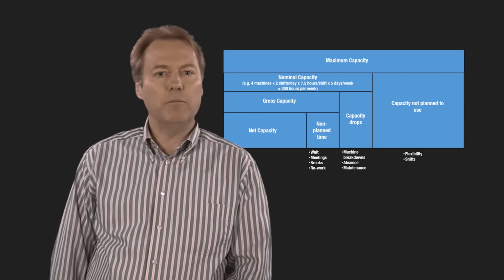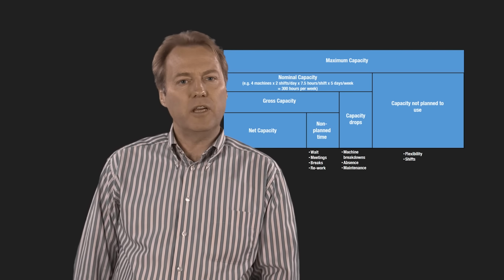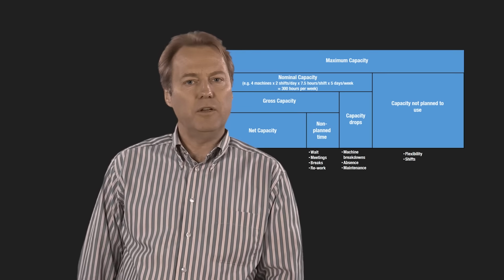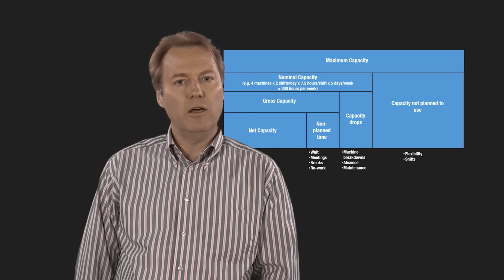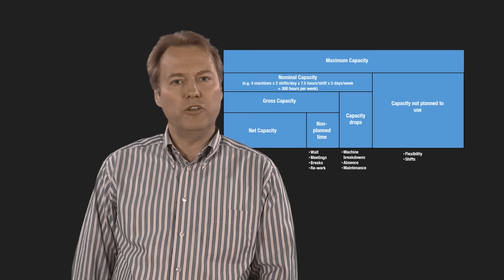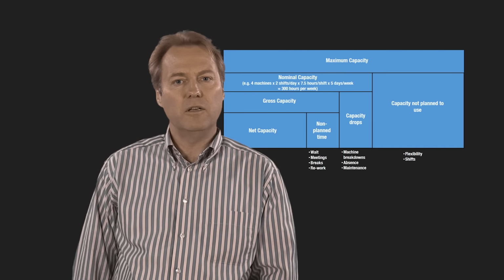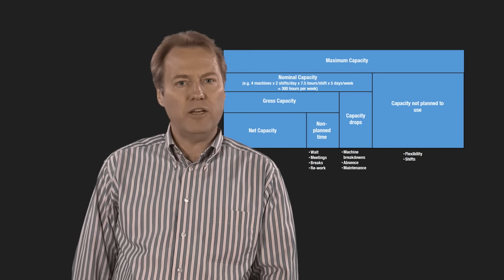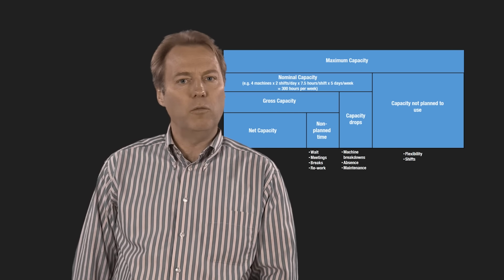The theoretical maximum capacity of a production group is the capacity that could be achieved if production continued around the clock every day of the year. But this is normally not the case, so this capacity figure is rarely of interest. Instead, the calculation of available capacity is based on what capacity can normally be used.